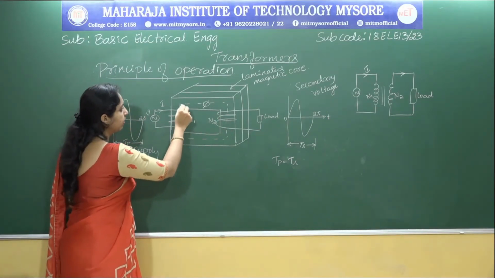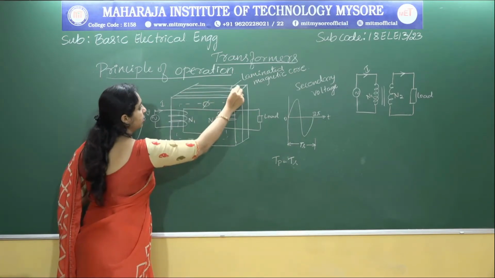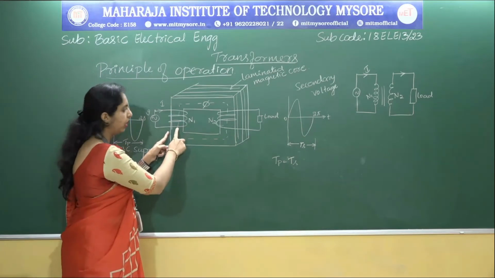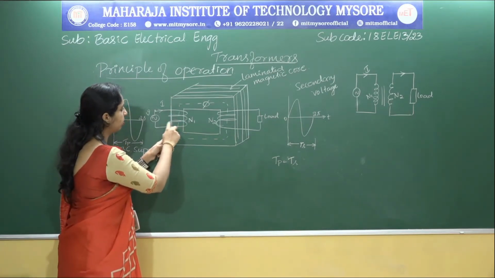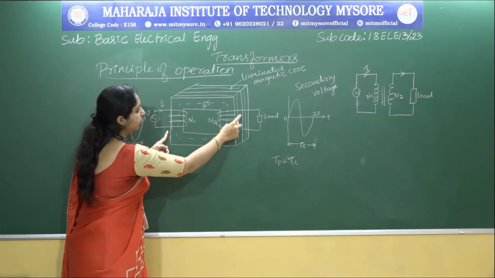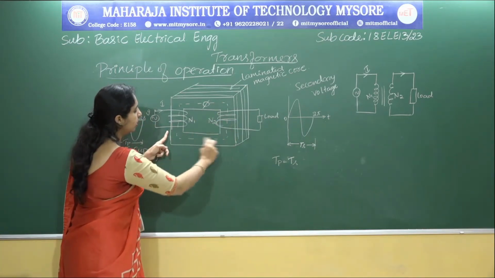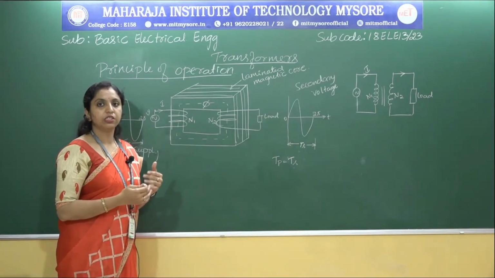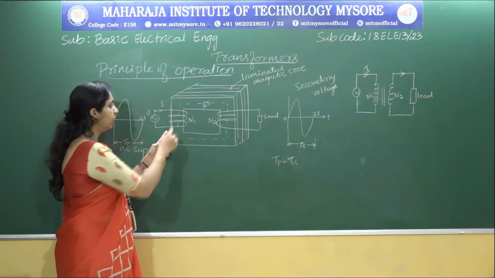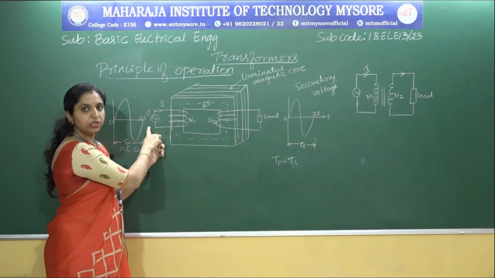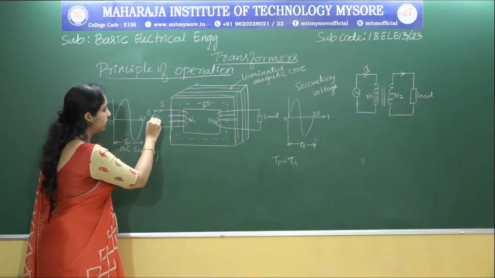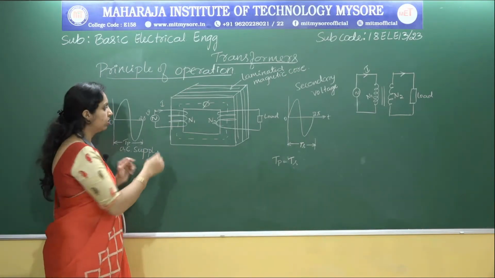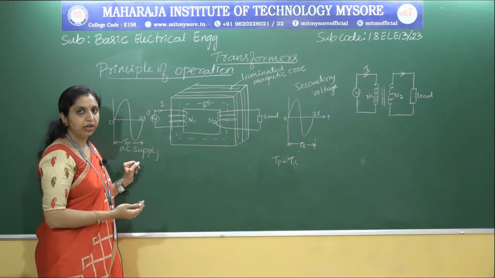Here you can observe these are the laminations, so the laminated magnetic core, and this part we call winding or coils. You can find one winding here and another winding wound on the limb, and you can also see the magnetic flux. Here the winding or coil which is connected to the voltage source, you can observe in this figure.